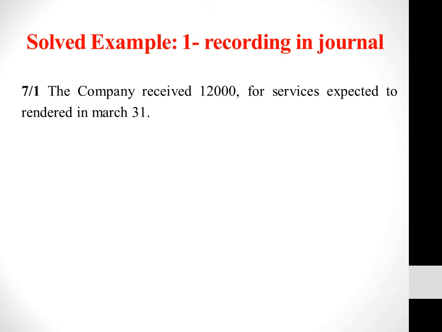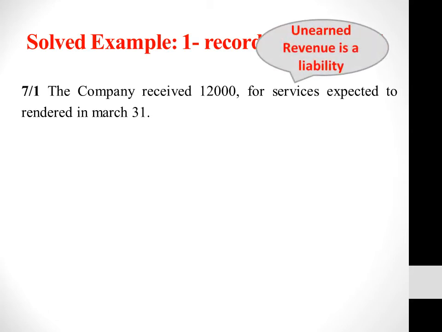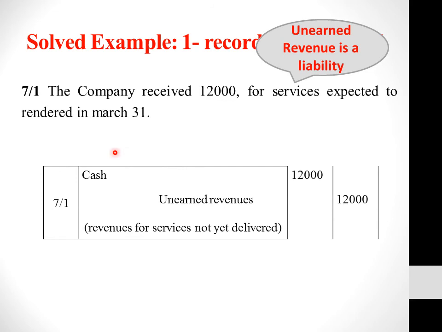Unearned revenues happen when we receive the cash or the money or the value of a service and we didn't perform this service to the customer yet. So it is considered as a liability. And the journal entry will be as follows. Cash we received in the debit side by 12 and the new liability unearned revenue will appear in the credit side.